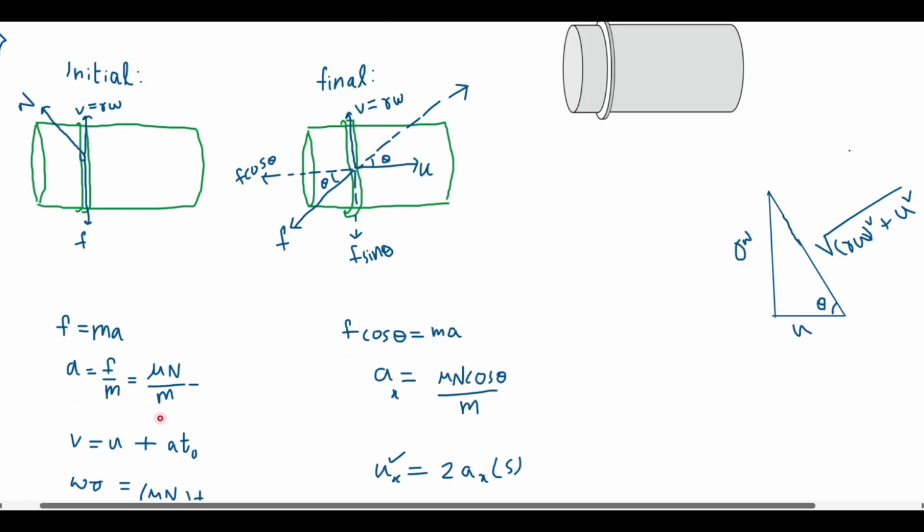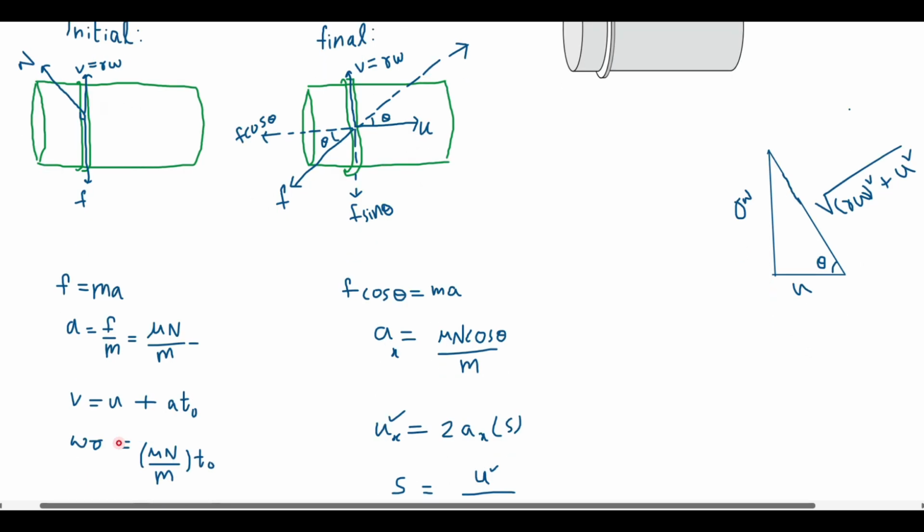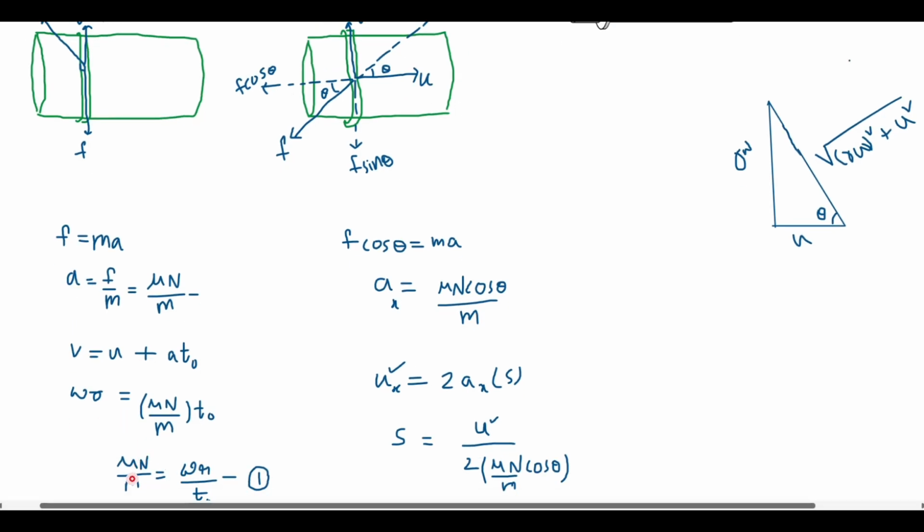Alright, so using the equation of motion v equal to u plus a t naught, in the place of v we substitute omega r. From this we get mu N by m equal to omega r by t naught. We assume this as equation 1.